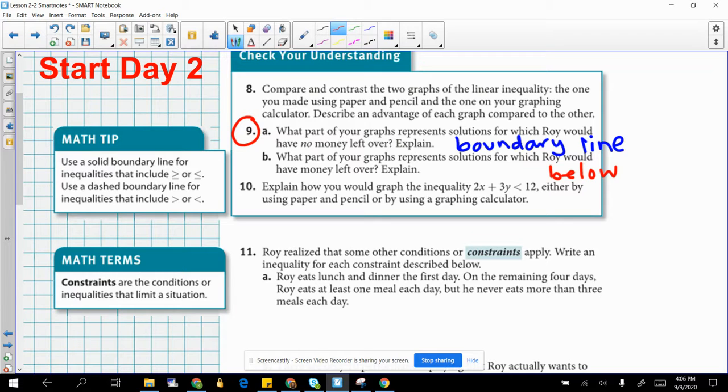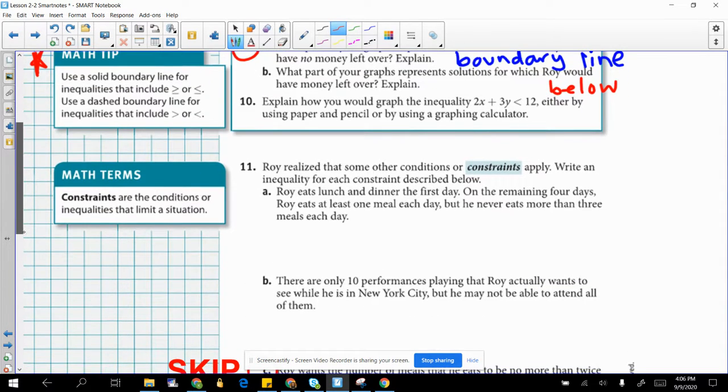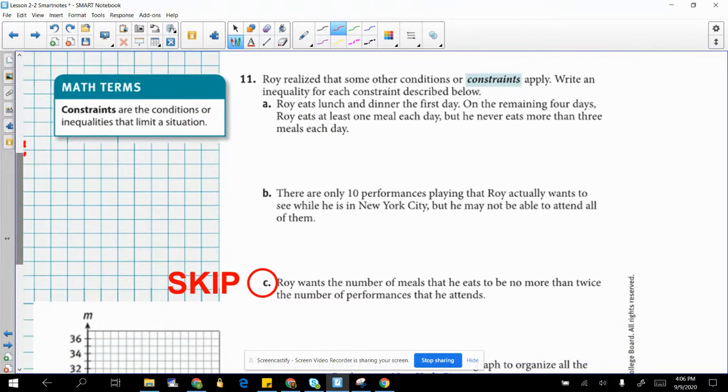Okay, cool. Here's a solid math tip that we already talked about: greater than or equal to or less than or equal to have solid lines, and less than or greater than have dotted or dashed lines. Constraints, we talked a little bit about that last time, but constraints are conditions or inequalities that limit a situation. So here we are. Roy is going to realize that there are some other conditions or constraints that apply. So we're looking at number 11, and it says write an inequality for each constraint described below.